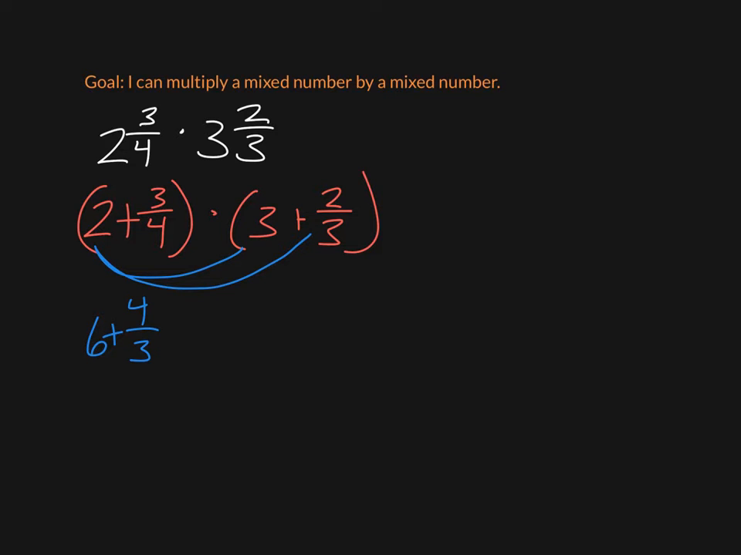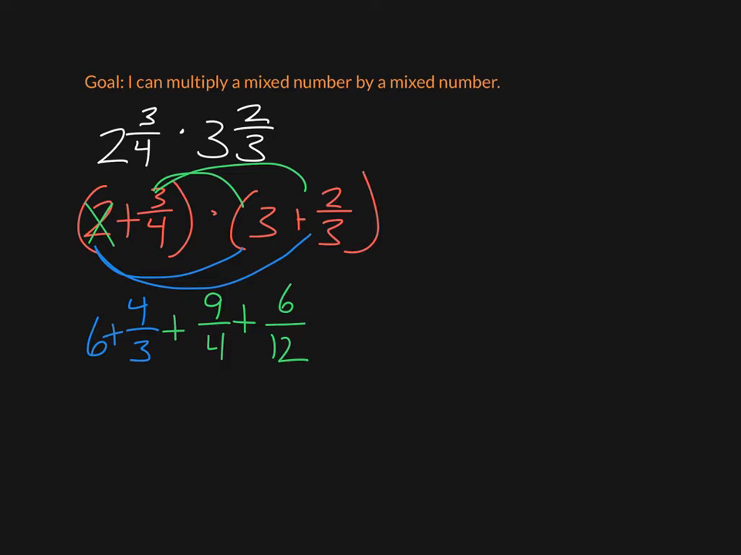Then I've used my 2. So I have 3/4 times 3, which is 9/4. And I have 3/4 times 2/3, which is 6/12.